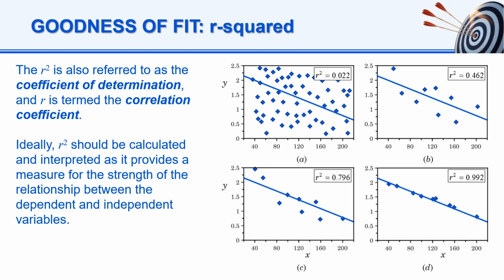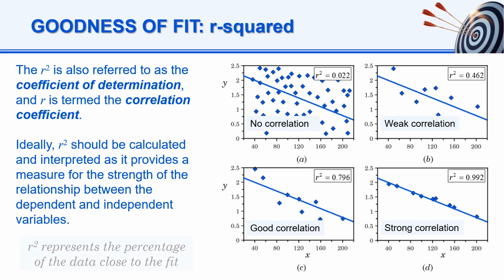In Figure A, the data is scattered all over, so there is no correlation between X and Y. In Figure B, the data scattered about a line with large deviations depicts a weak correlation. As the deviations get smaller, as seen in Figures C and D, the strength of the correlation between X and Y increases. Pay attention to labeled R-squared values. R-squared, also, represents the percentage of the data close to the fit.